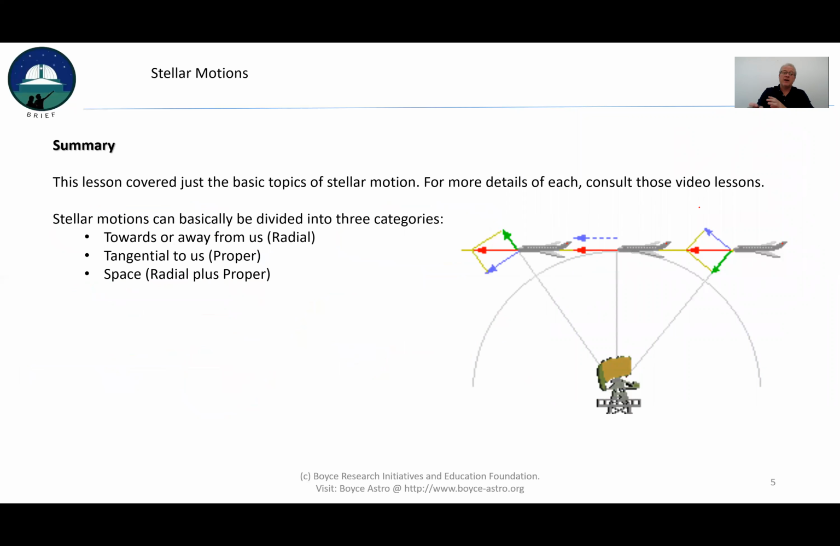In summary, we talked about just the basics of stellar motion. For more details on each, consult those video lessons. But remember, we have movement that we see on the celestial sphere, that's proper motion, which is measured in degrees, minutes, and arc seconds. And we have motion towards us or away from us, which is radial velocity. Combined, the two give us the true space motion.